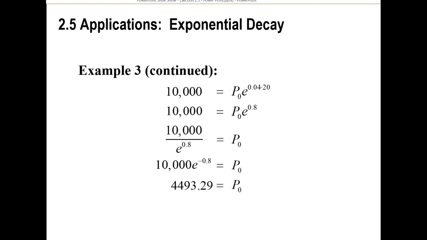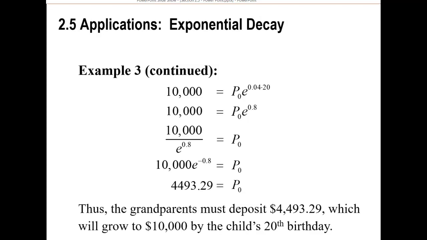All right, they calculate that and they get $4,493.29. Means if they put that amount of money into an account today, by the time the child is 20 years old, they will have $10,000.